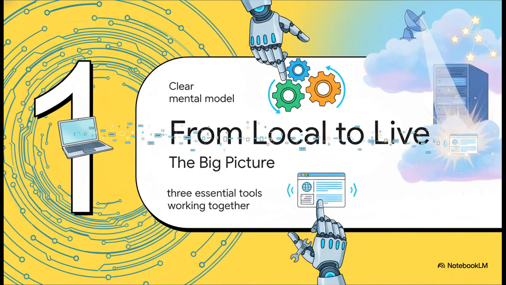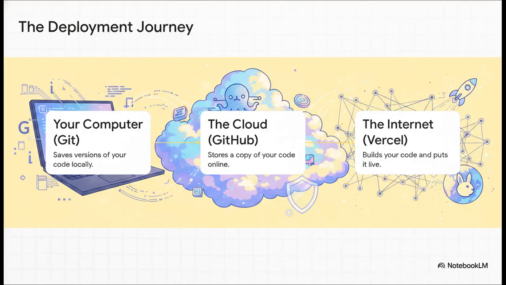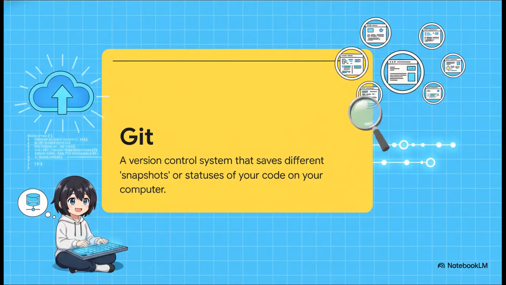So before we even touch the keyboard, let's just zoom out for a second. It's really helpful to get a mental map of the journey our code is about to go on. It's all about 3 key tools that work together perfectly. Our code's journey starts right here on your computer, using a tool called Git to save your work. From there, it travels up to GitHub, which is like a secure backup in the cloud. And finally, a service called Vercel grabs that code from GitHub, works its magic, and serves it up to the entire world.